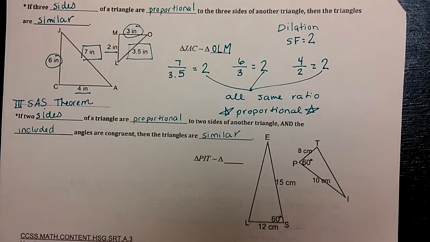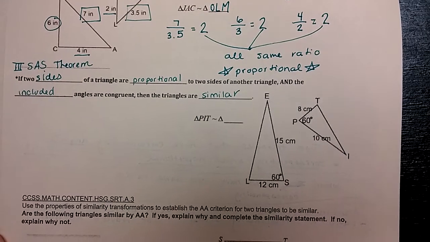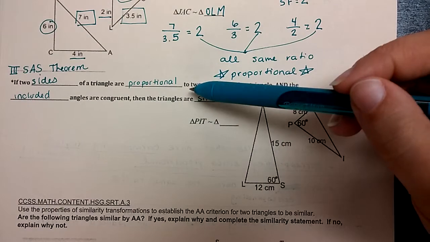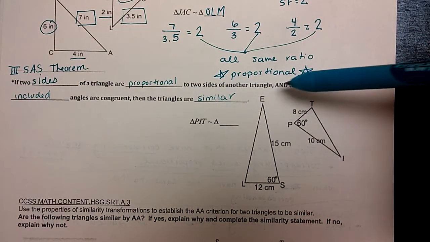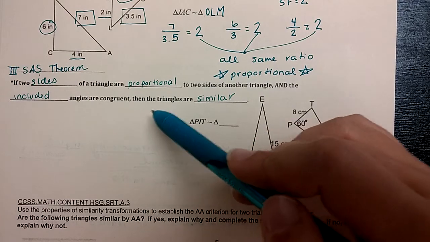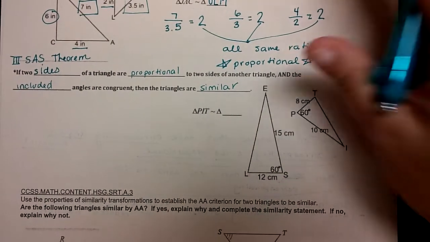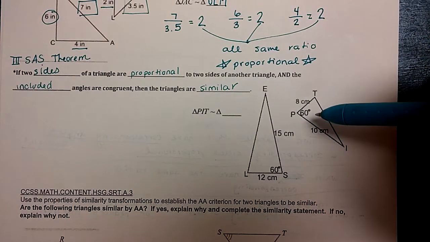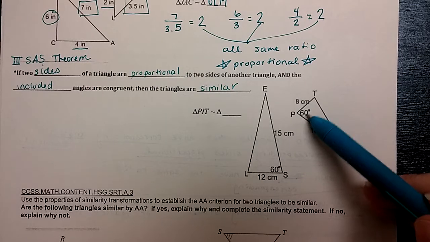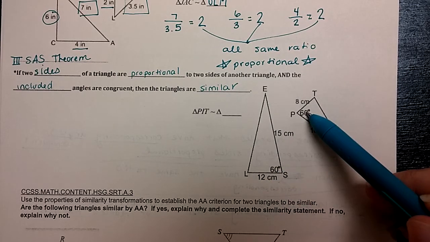The last theorem that we can use for similarity is the side-angle-side theorem. It says if two sides of a triangle are proportional to two sides of another triangle and the included angles are congruent, then the triangles are similar. So we have to make sure we have two sides that are proportional and the included angle is congruent. The angles are easy to check: 60 degrees, 60 degrees, included between these sides. So that's easy to check.